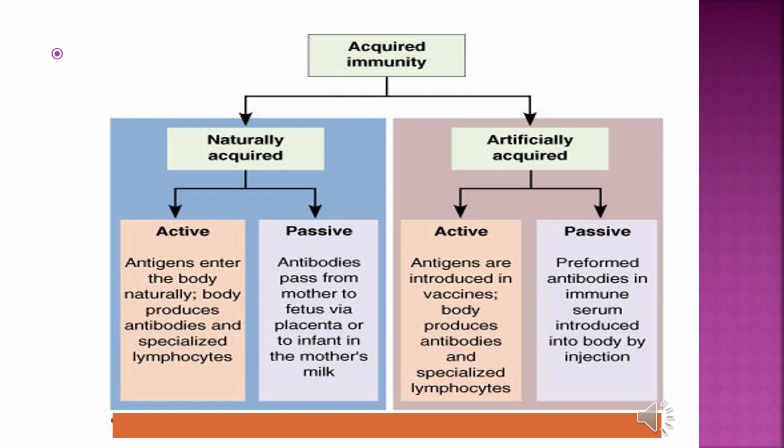In passive immunity, antibodies pass from mother to fetus via the placenta, or to the infant in mother's milk. Artificially acquired active immunity: antigens are introduced in vaccines, and the body produces antibodies and specialized lymphocytes. In artificially acquired passive immunity, preformed antibodies in immune serum are introduced into the body by injection.